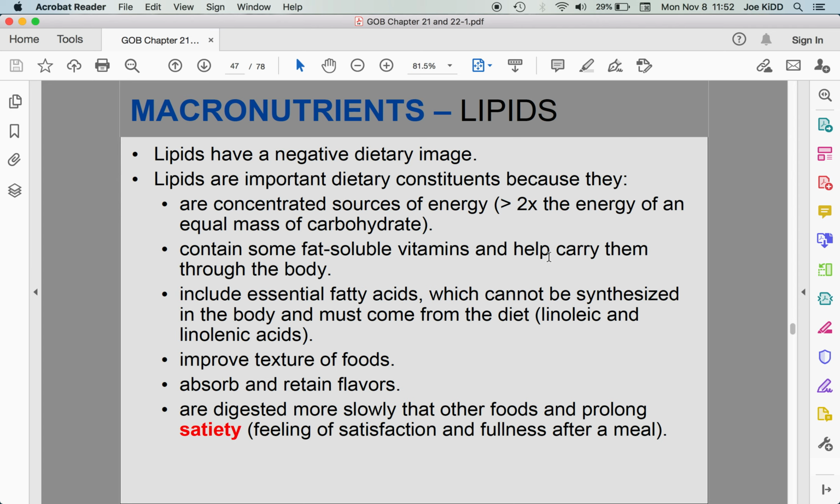Because they are more complex than a carbohydrate, they take more to break down. They're digested more slowly. This means that you feel fuller for longer, and we call this satiation. So you are sated and feel full and satisfied.